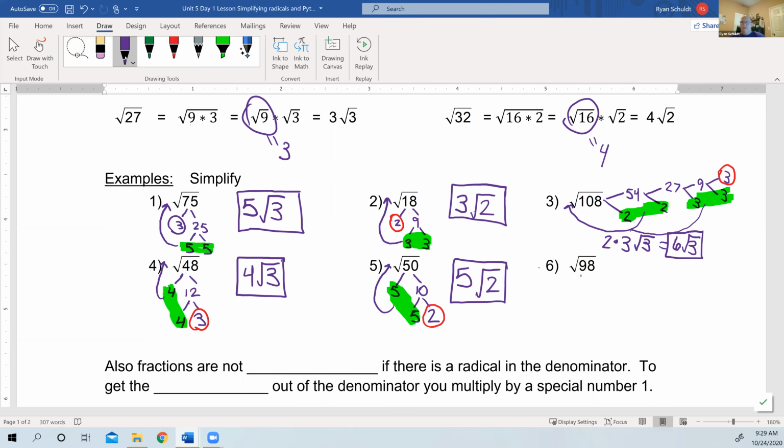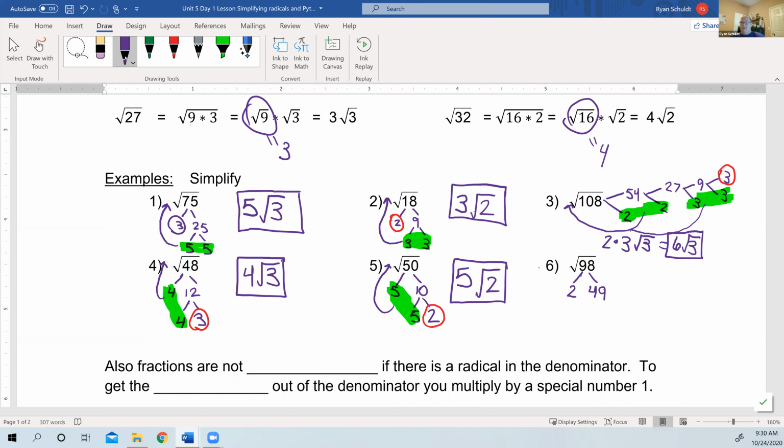Okay, next one, 98. I'm gonna just go with 2. I know it's even. I know 2 can go into it. Other than that, I'm kind of stumped. I just see it's even, so I know I can start with 2. That's what I'm gonna start with. Just start with what you know. You know 2, go with it. 98 divided by 2 is 49. 2, I'm done.